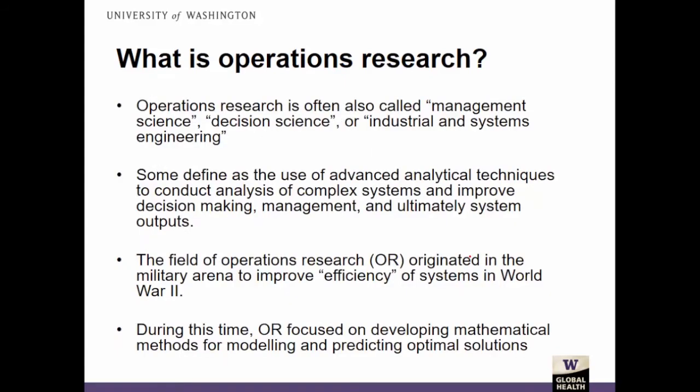So, as many things do, operations research is often called by multiple names by different groups. So it is often called management science, decision science, industrial and systems engineering. So management science in that it focuses on improving processes led by management within organizations. Decision science in that it focuses on using mathematical approaches to improve data-driven decision-making. And industrial and systems engineering, that it was born out of the optimization of assembly lines and other industrial and systems optimization questions.